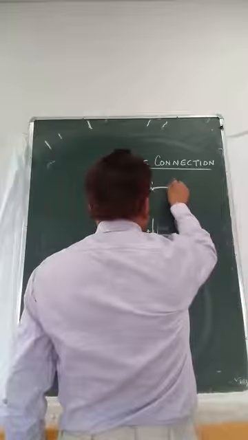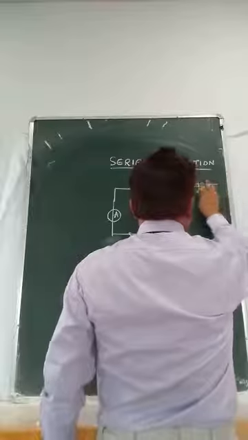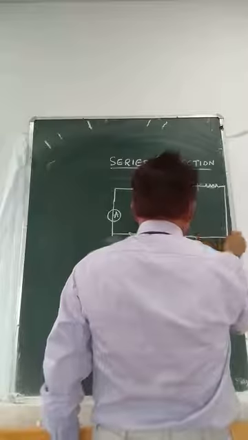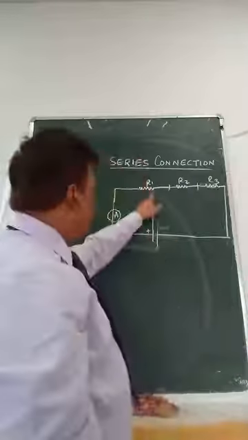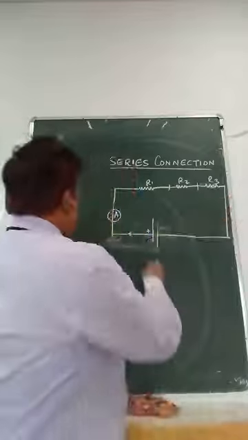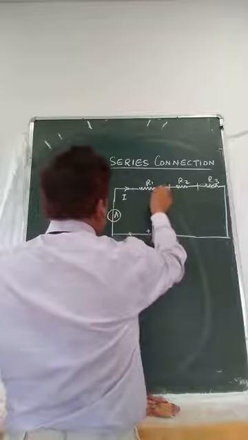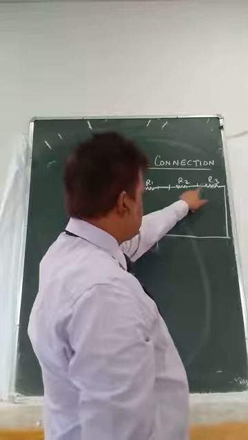Another piece of resistor you are putting here, R2. This is the symbol of resistors. Then R3. Since this is a single piece of wire with the resistors in between, the current flow will be the same. That means the current flow from here to here is I, here to here is I, here to here is I.